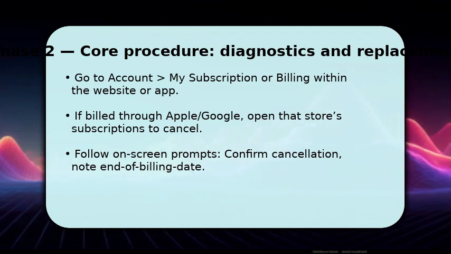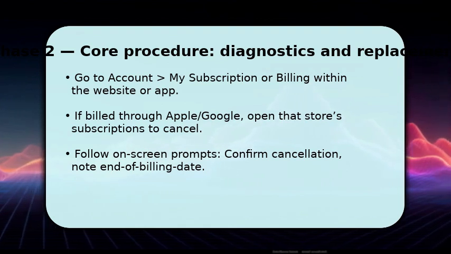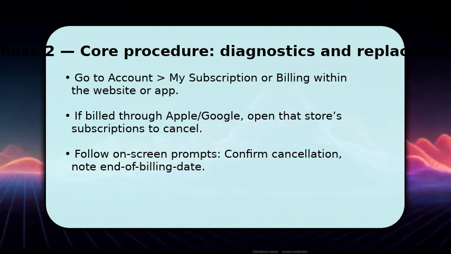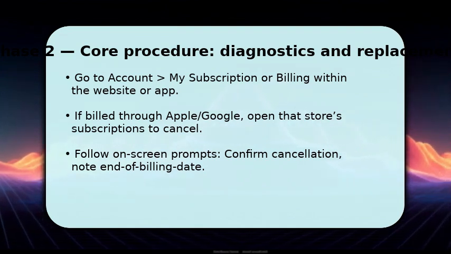If your subscription is handled by Apple or Google, use that platform's subscriptions control to cancel instead, because Zwift cannot stop those payments. Make sure to note the final billing date. That tells you when access ends.